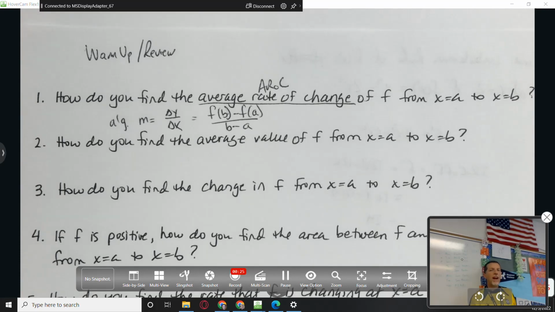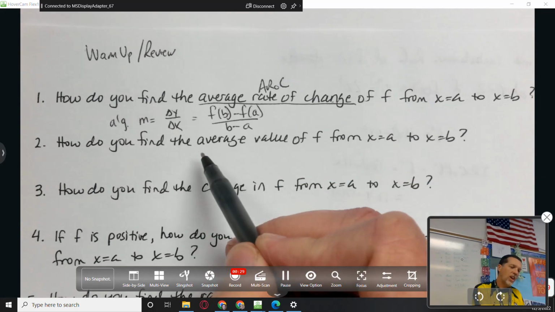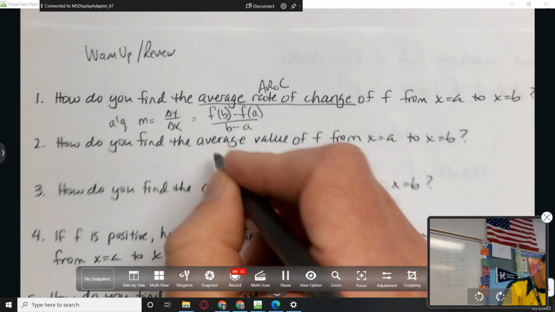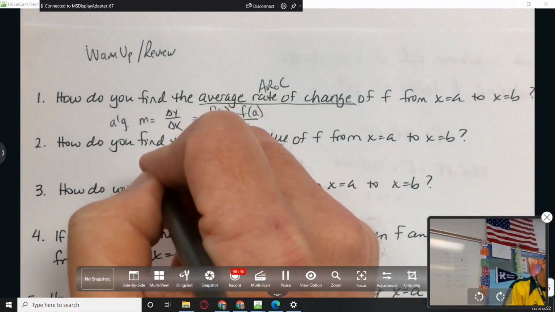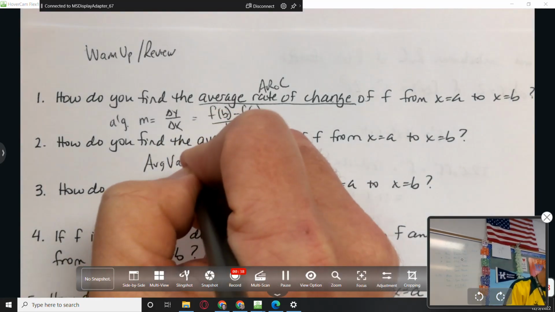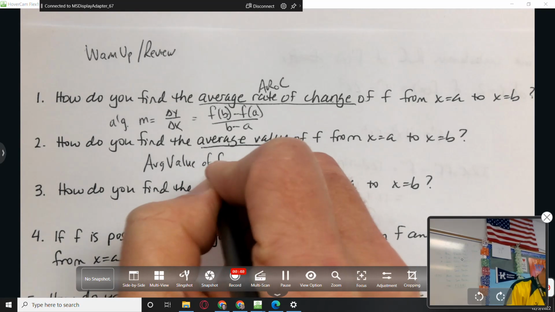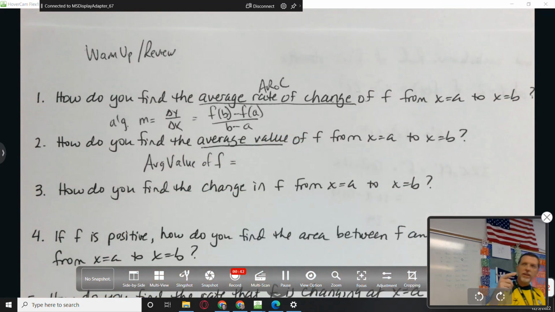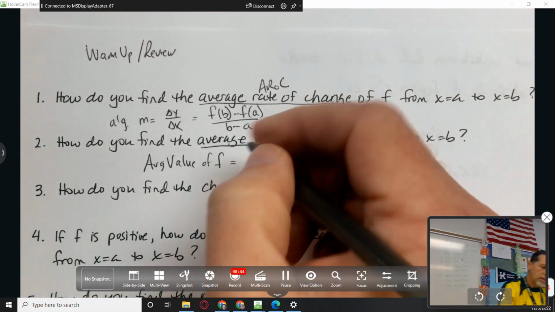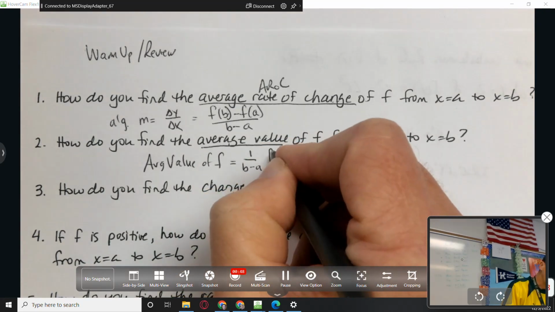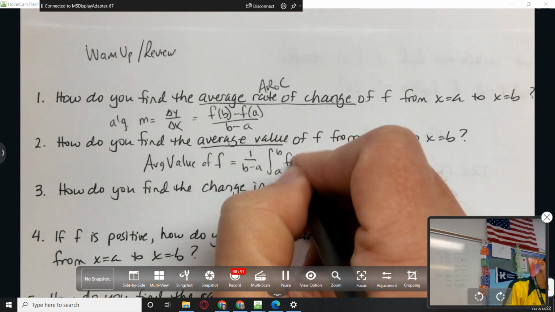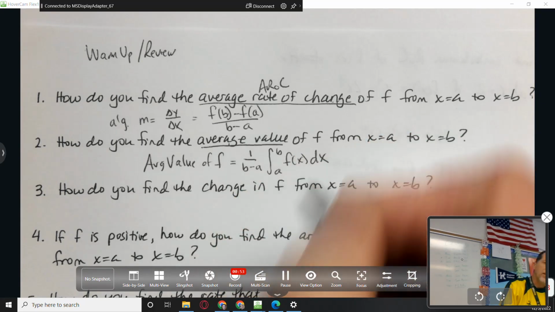How do you find the average value? So average is in there, but average rate of change versus average value. This is the formula that you just have to know. Average value of f, it's the area divided by the width. So 1 over b minus a, that's the width, integral from a to b, f of x dx.